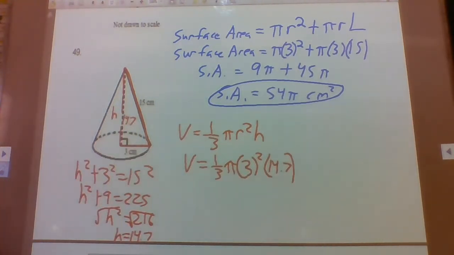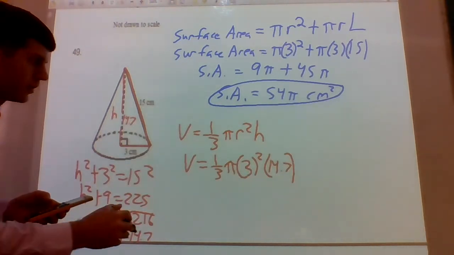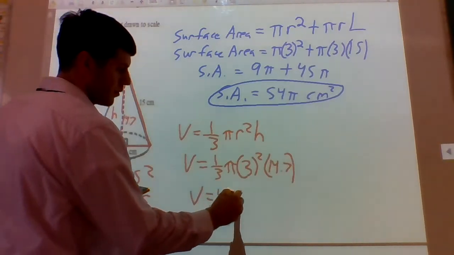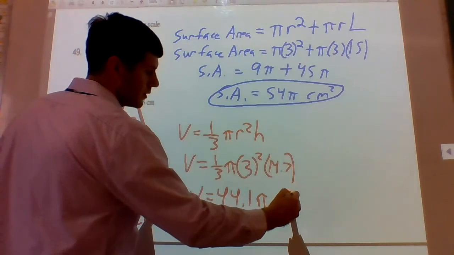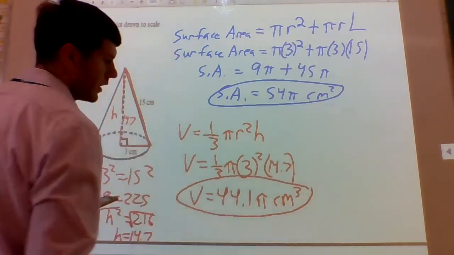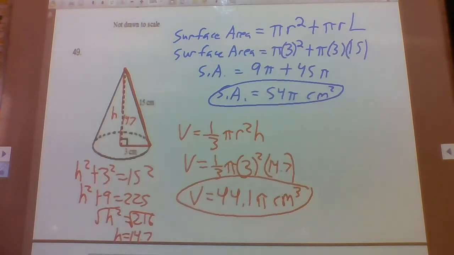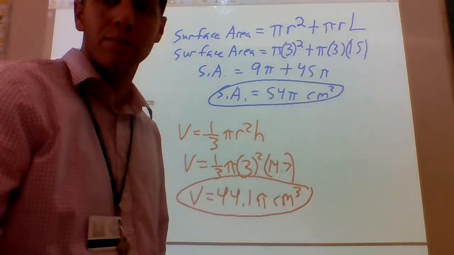So 14.7 times 9 divided by 3 gives us 44.1 pi. The units here are centimeters cubed. That's our volume. So 1/3 times pi times 3 times 3 times 14.7, and if we divide it by pi, 44.1. Yep, I think we're good. All right, so that is the third page. We'll end it there. That one was even longer than the other two.